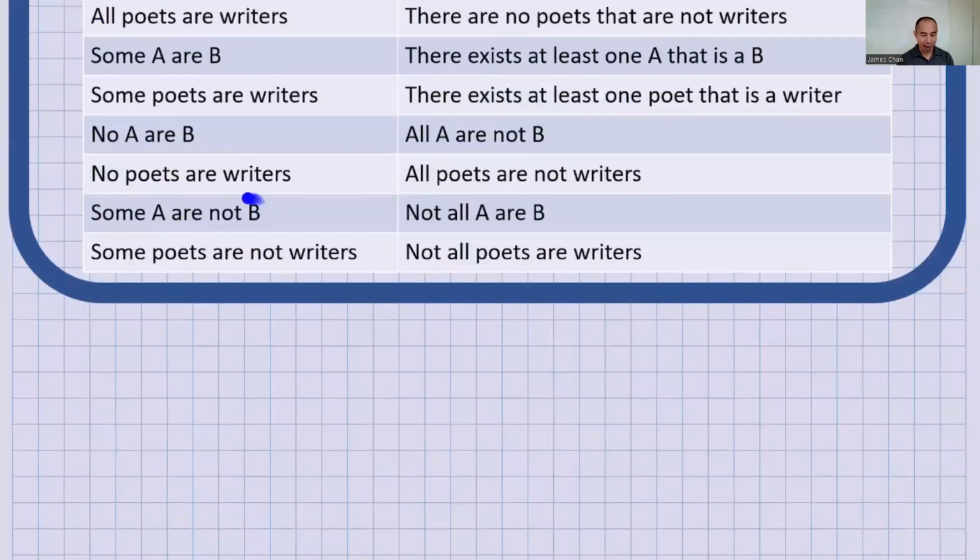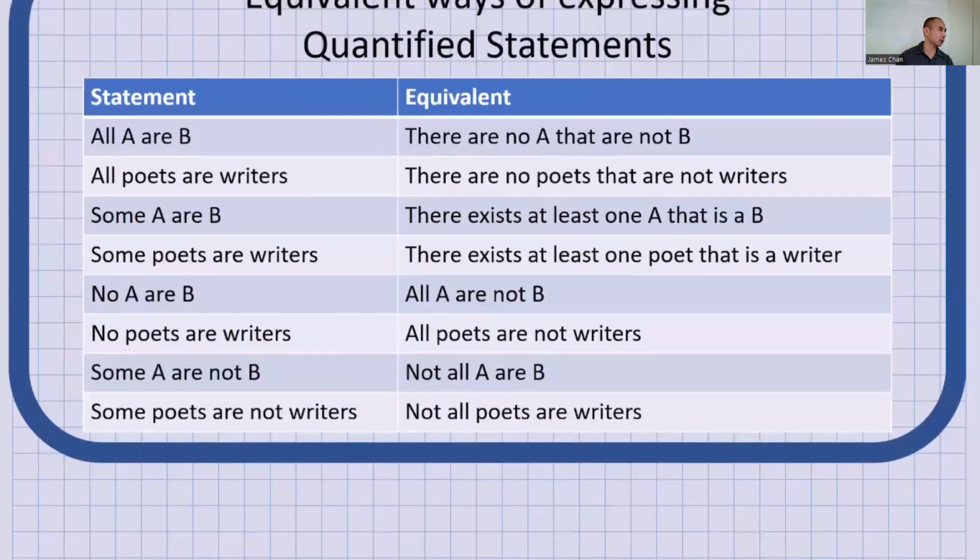Some A are not B. Not all A are B, which is the same as saying some poets are not writers. You can say not all poets are writers. So these would be the equivalents of your quantified statements. Again, quantified means that you have all or some or no or none. But "none poets are writers" doesn't make sense. I know, crazy, right?